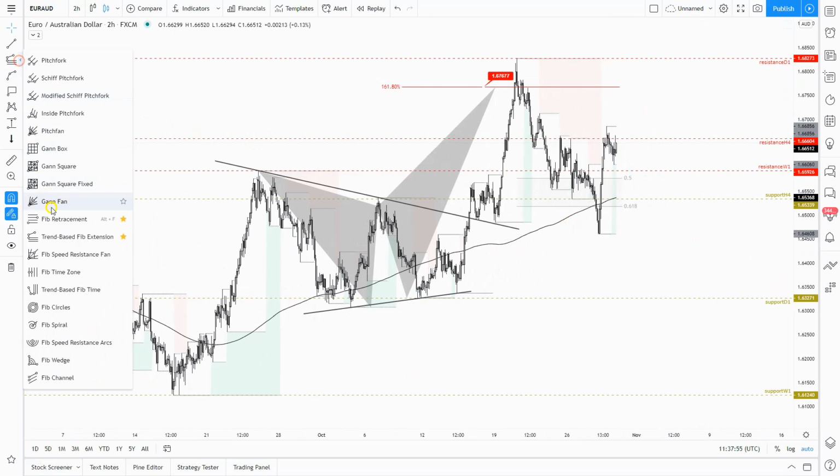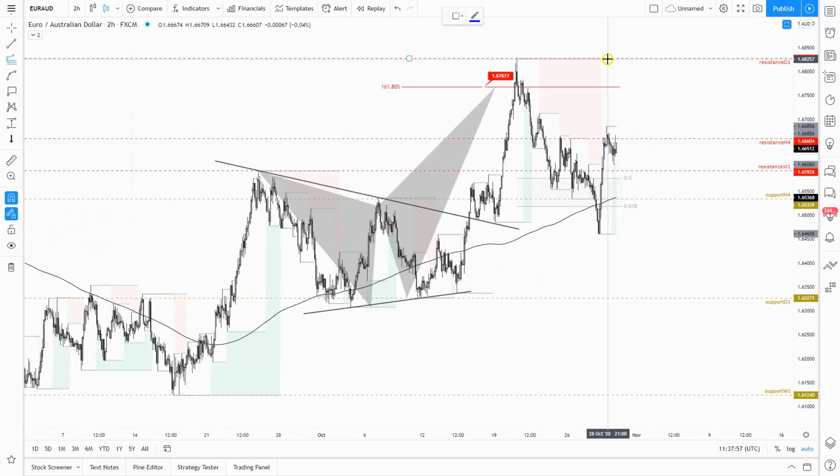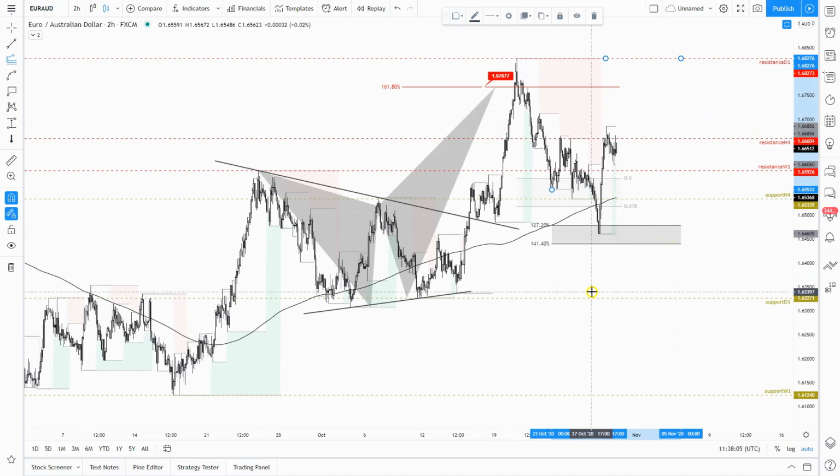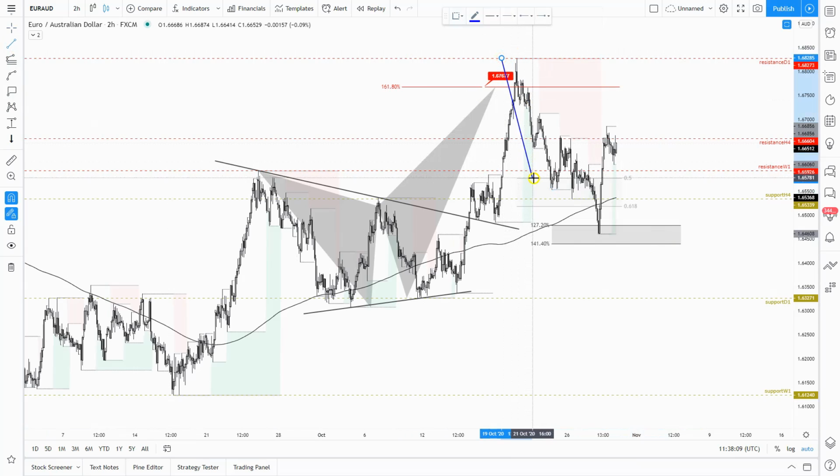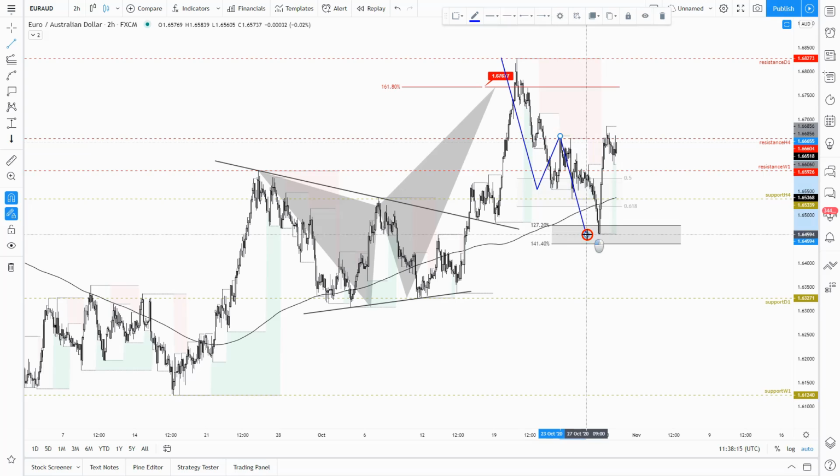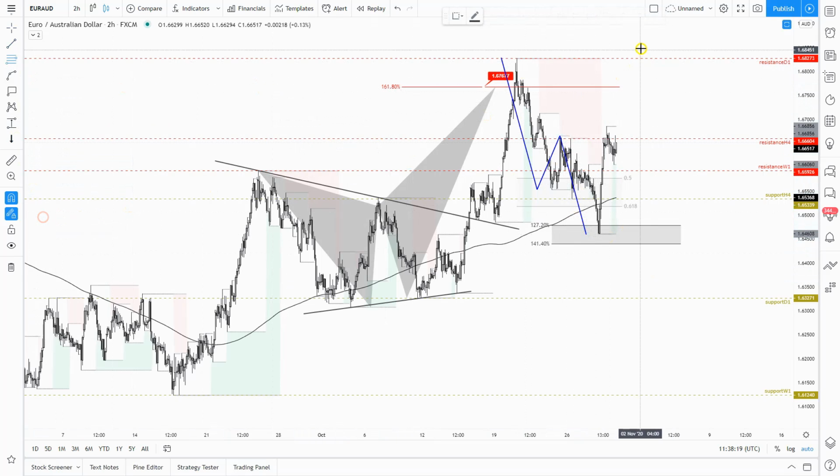Actually, let me just measure one extension here. I need an extension of this structure, this first swing low. I need to search for the 127. So I'm searching for an extension of this first swing. Then we have a retracement and new lows. A three-wave structure. I will search for the 78% Fibonacci.